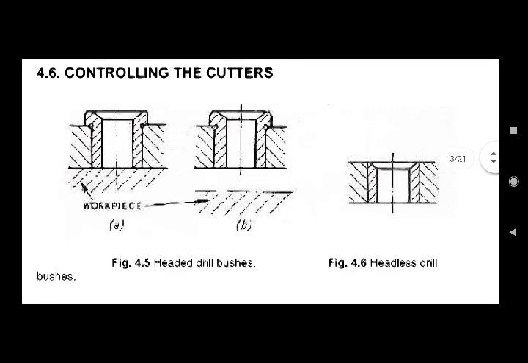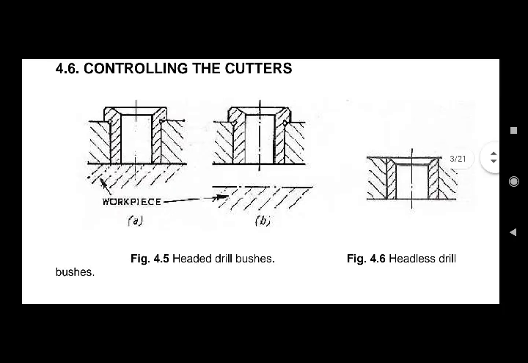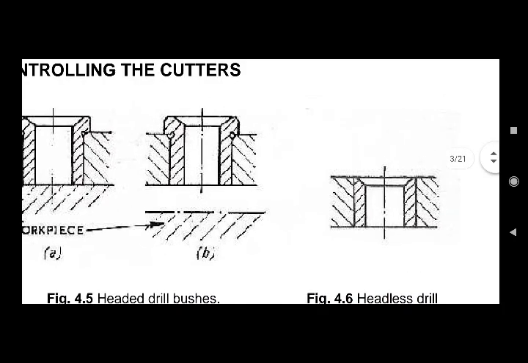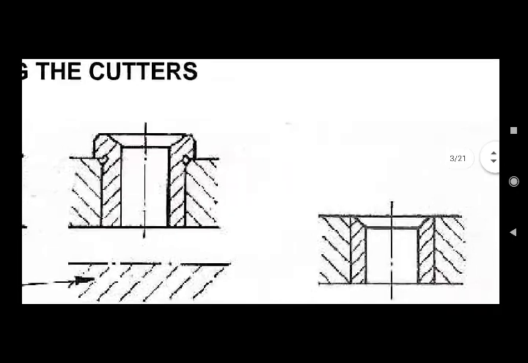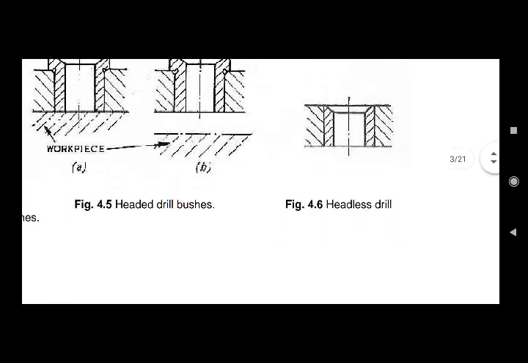Controlling the cutters. Now these are the workpieces and these are the headed drill bushes, whereas the next diagram shows headless drill bushes. You can see the difference very clearly. The first diagram indicates a headed bush and the second diagram indicates a headless bush. As you know, a headed bush will give more space for the tool to enter the workpiece. Therefore, let's understand what the conditions are.